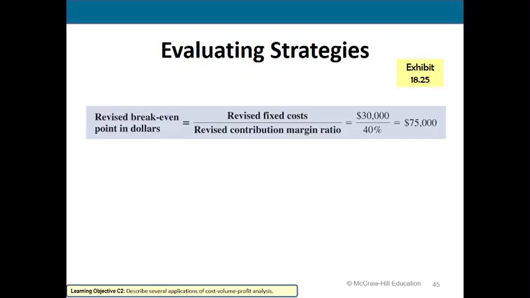Rydell's revised break-even point in dollars is $30,000 fixed cost divided by 0.40, your new revised contribution margin ratio. So $75,000.